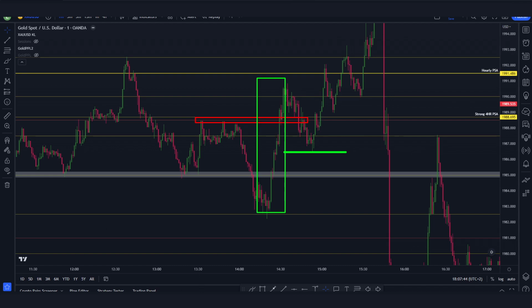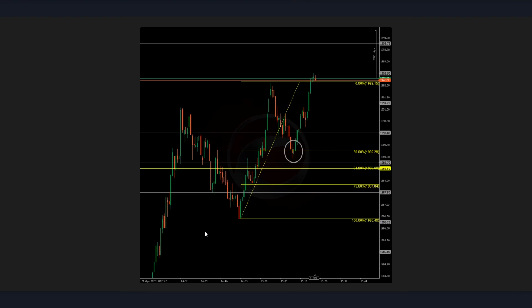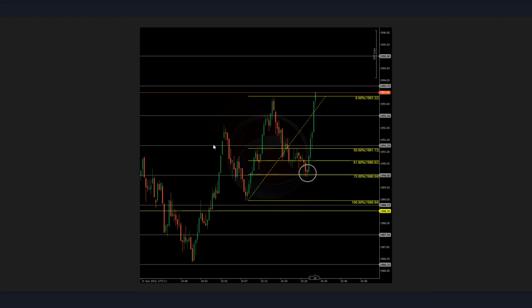I saw it when it already happened, but that's a clean 50% correction and the PPL. Then again, after seeing the first one, that's when you could take the second one. I remember this is the day when we had some PMIs later during the day. 50% correction, previous PSA, then bullish continuation, and the same happening again.